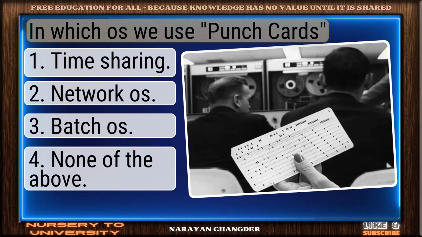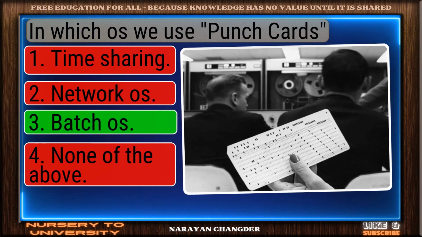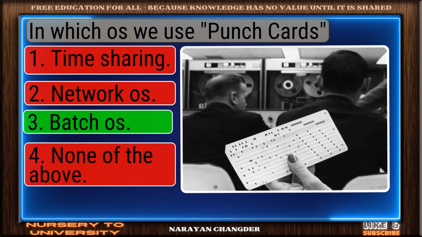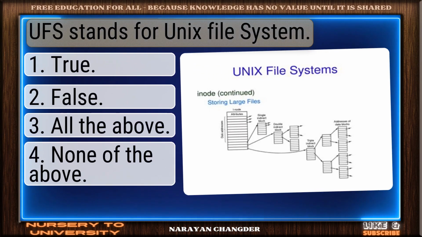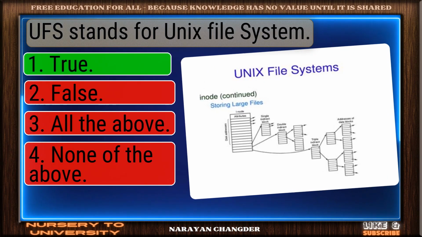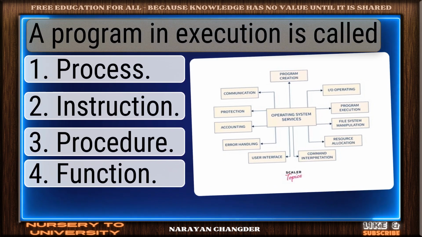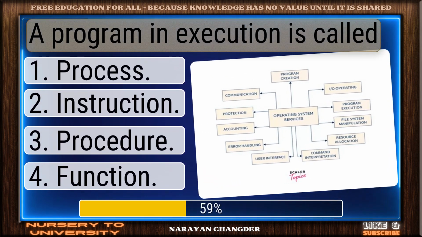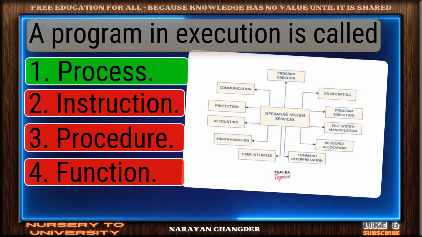In which OS we use punch cards? Smart pick. Batch OS is the correct choice. UFS stands for Unix file system. Good thinking. True is the right answer. A program in execution is called. Well reasoned. Process is the correct choice.